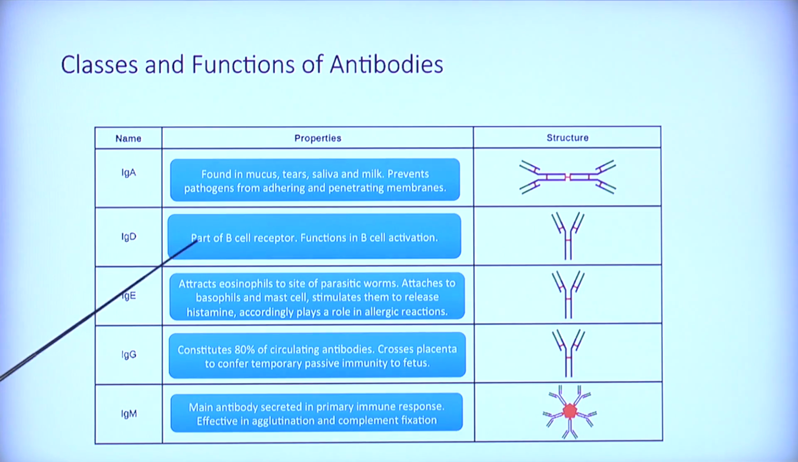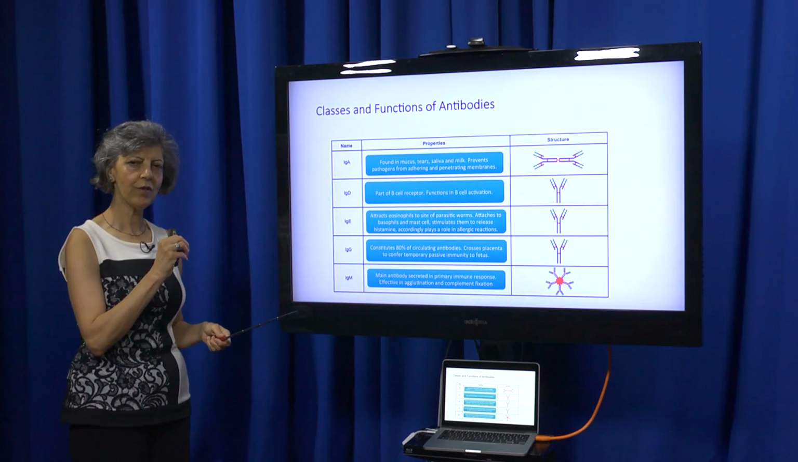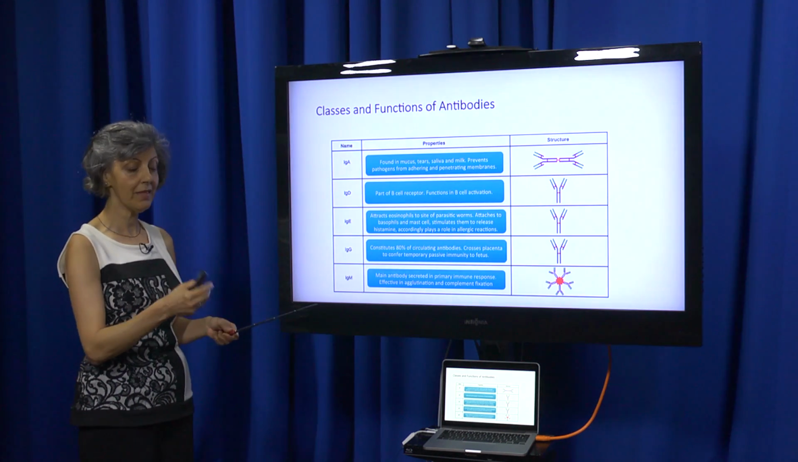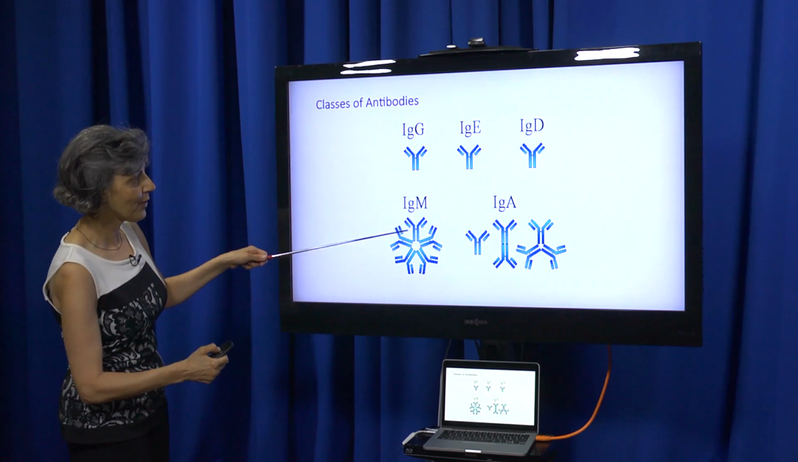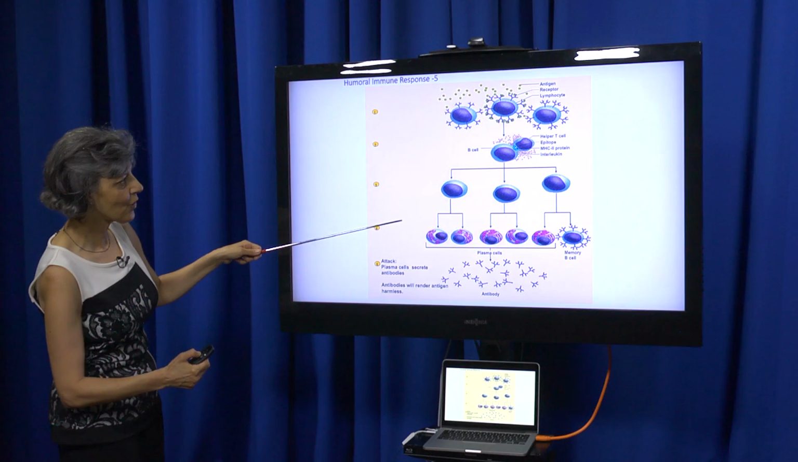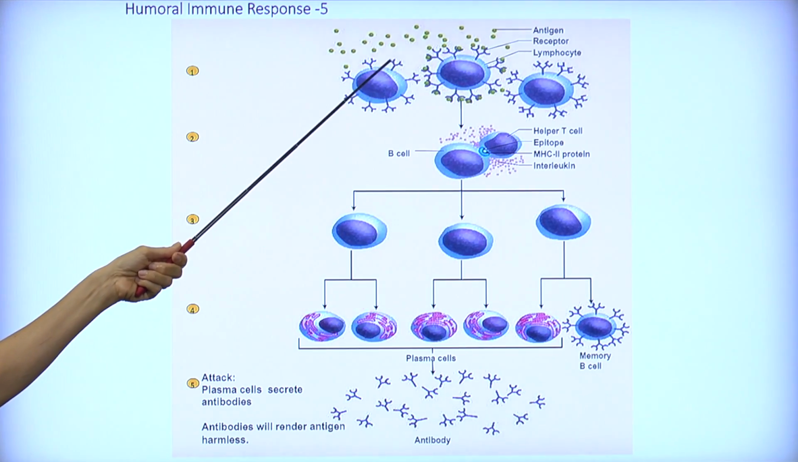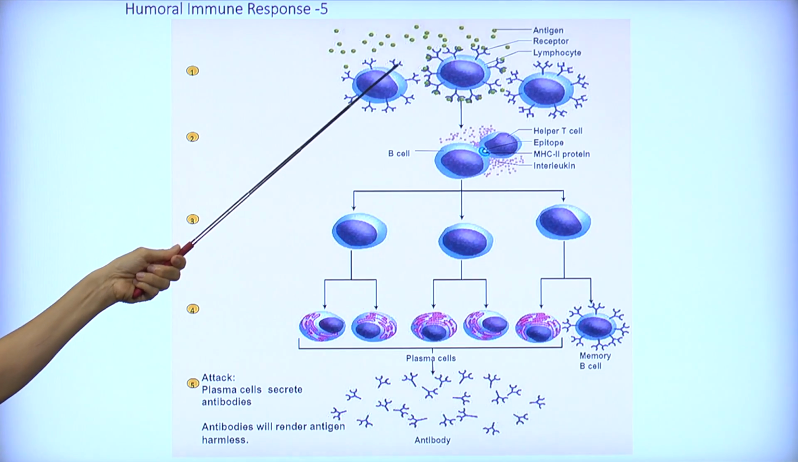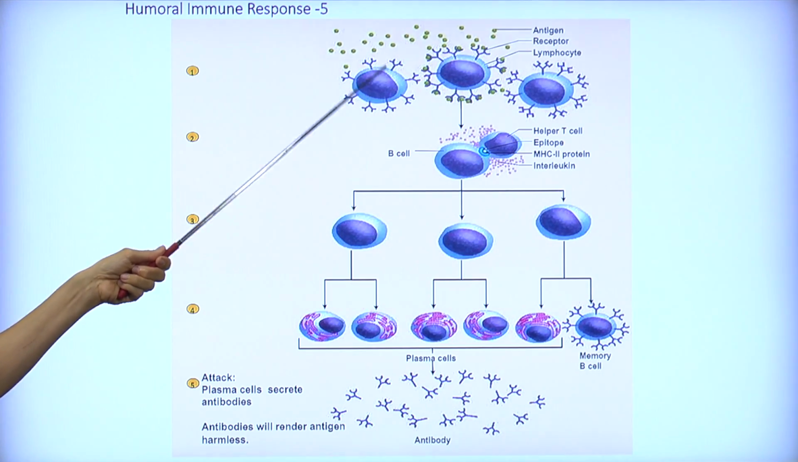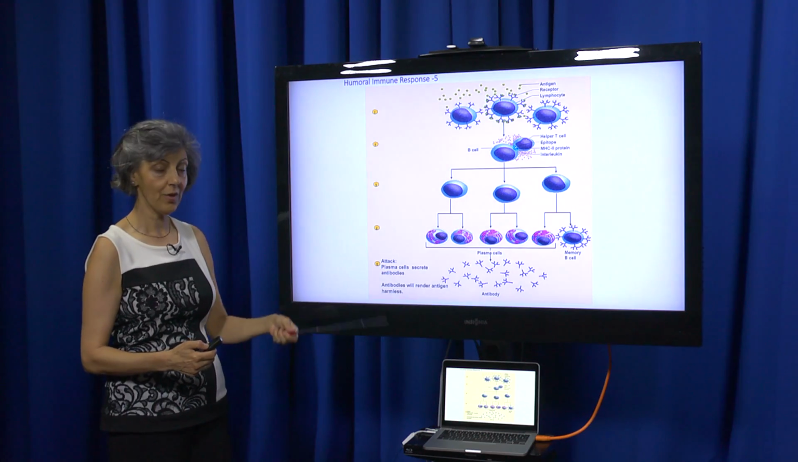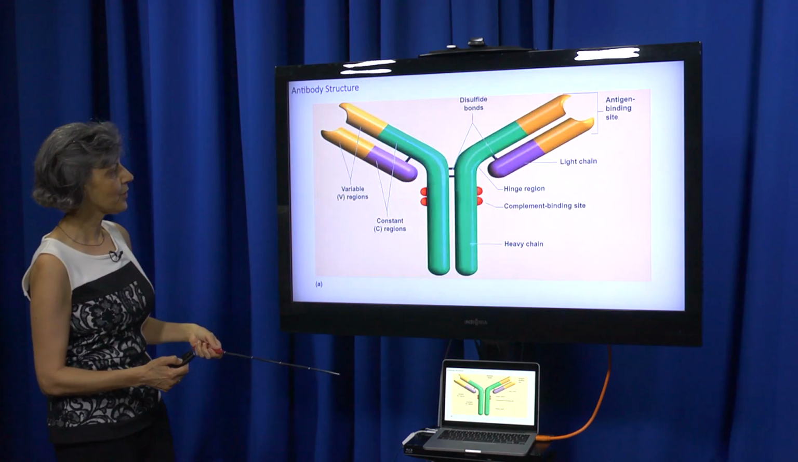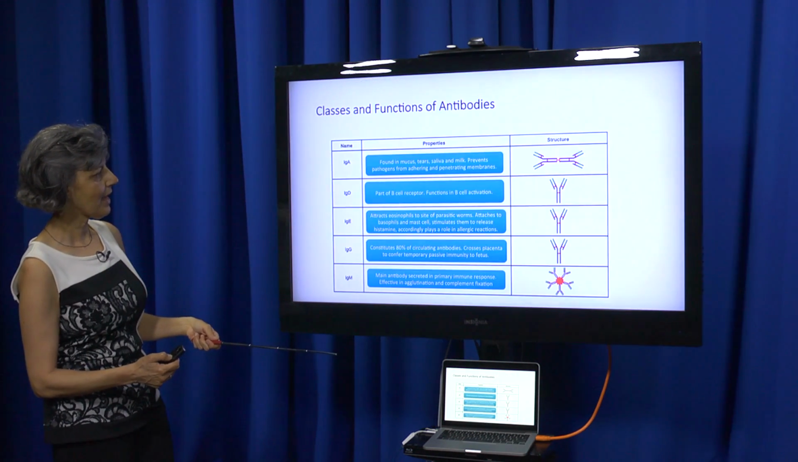IgD is the antigen receptor on the surface of the B cell. It always attaches to the surface of the B cell and it helps the B cell to be activated. So if I were to go back here and look for a B cell, this is the IgD. It is the antigen receptor that sits on the surface of the B cell. So it takes part in the process of the B cell activation.